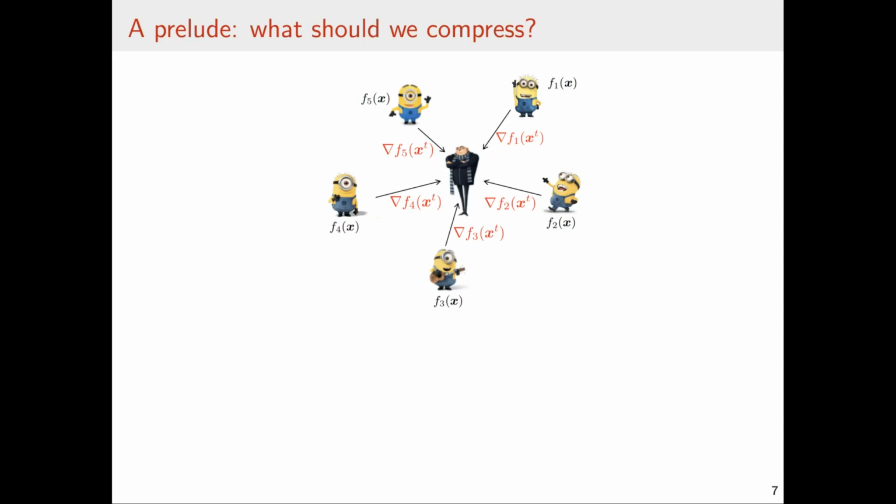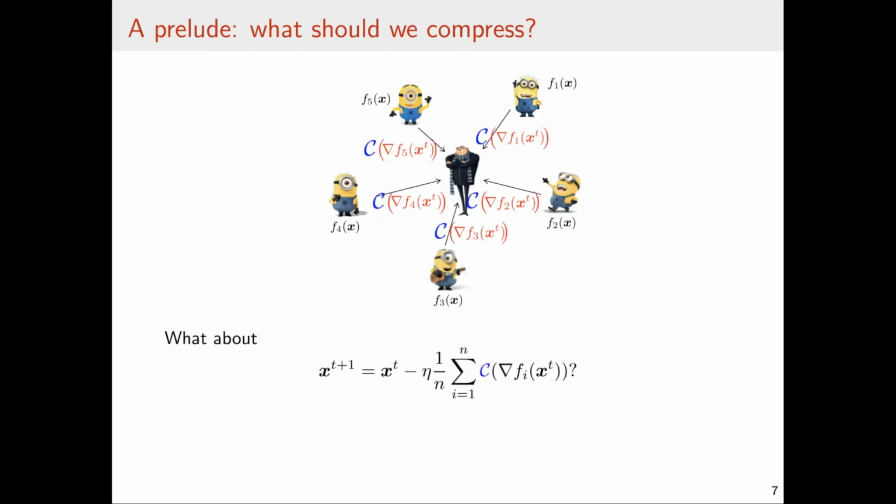This is the standard way the algorithm proceeds in the classical setting. Now, if we want to compress this algorithm by only using compressed information, the first idea that comes to mind is to compress these messages directly. So instead of sending the local gradient, I will be sending a compressed version of this local gradient, and then the parameter server will just average these compressed gradients and perform an update. This type of scheme is called a direct compression scheme.